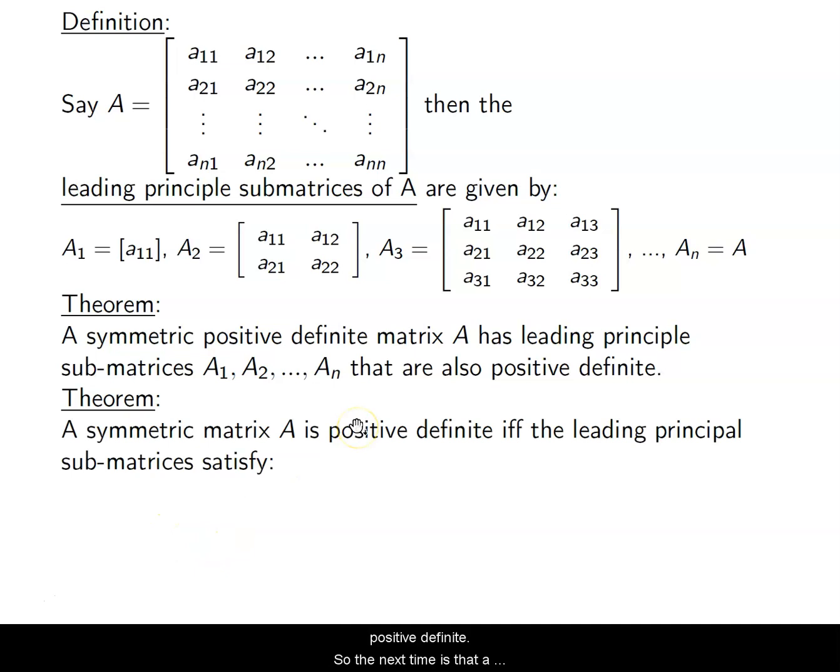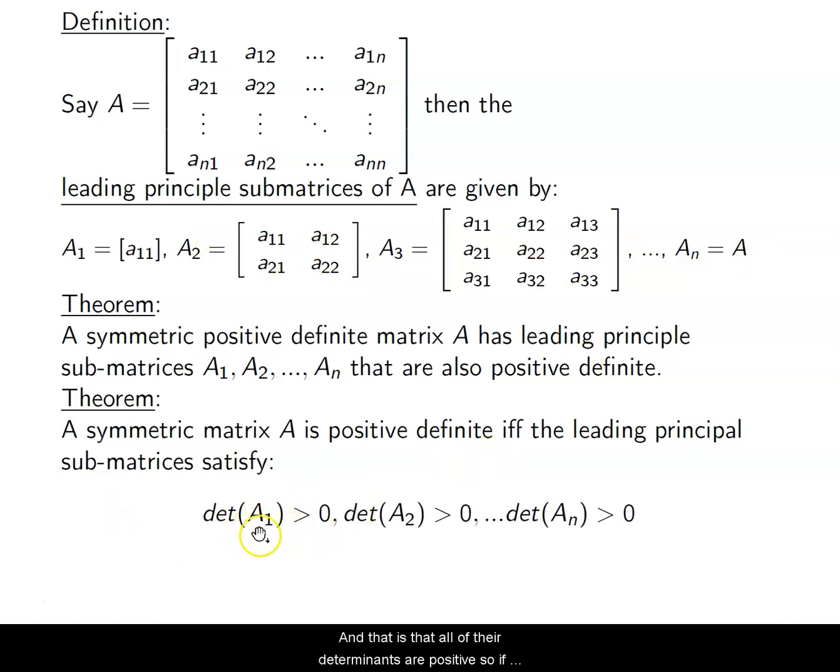So the next theorem is that a symmetric matrix A is positive definite if and only if the leading principal submatrices, A1, A2, and so forth, satisfy the following condition, and that is that all of their determinants are positive. So if I want to check to see if something is positive definite and I don't want to find the eigenvalues or check the quadratic form, what I can do is look at the determinant of each of these submatrices.